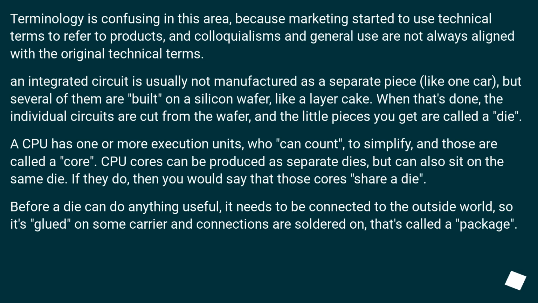When that's done, the individual circuits are cut from the wafer, and the little pieces you get are called a die. A CPU has one or more execution units, who can count, to simplify, and those are called a core. CPU cores can be produced as separate dies, but can also sit on the same die. If they do, then you would say that those cores share a die.